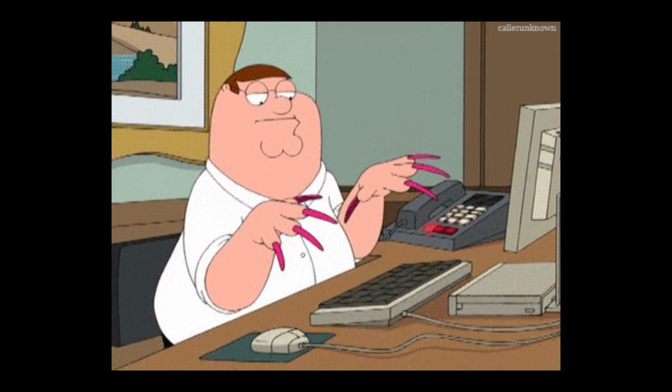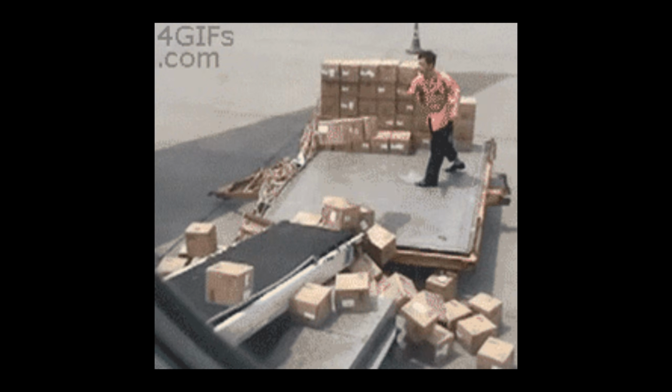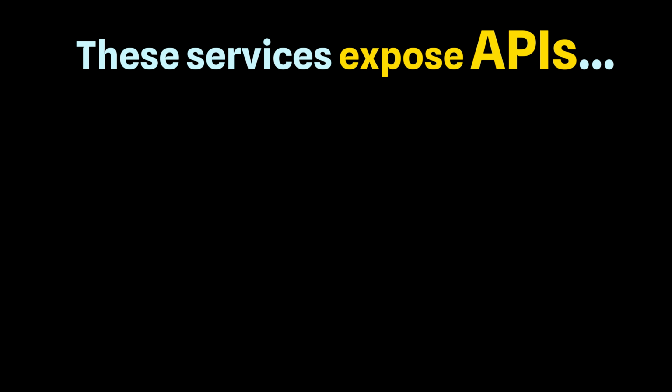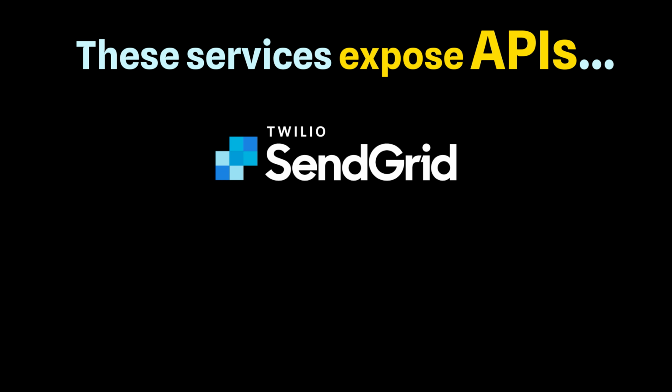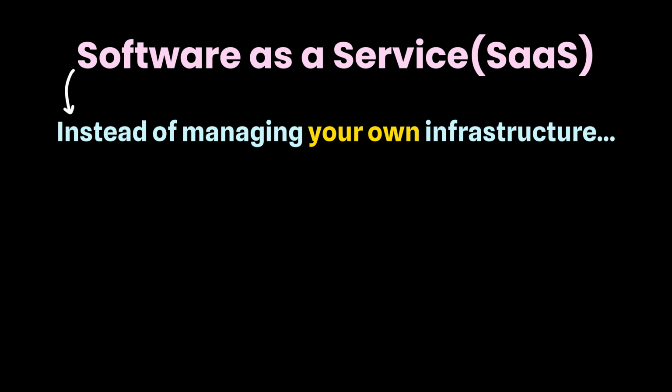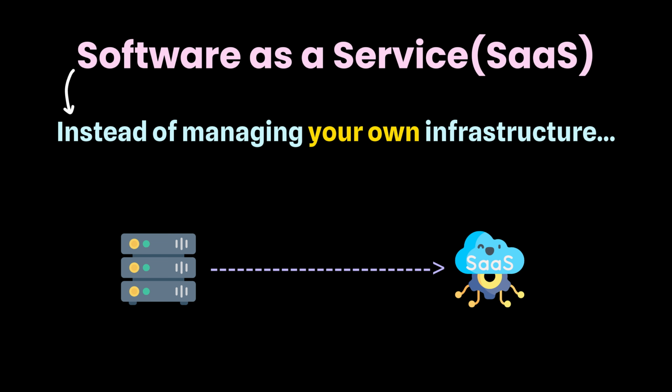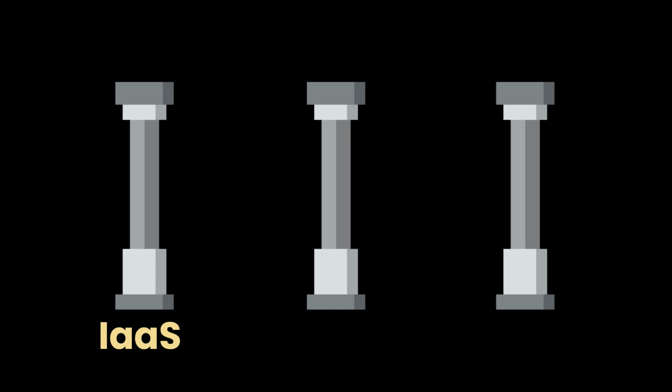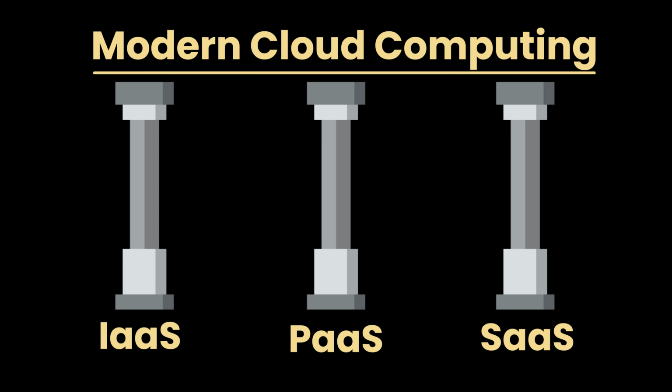Sometimes you don't even need to build a microservice yourself. Many companies provide ready-made backend services that you can integrate directly into your application. These services expose APIs that handle complex functionality, like sending emails, processing payments, or analyzing data. This model is called Software as a Service, or SaaS. Instead of managing your own infrastructure or microservices for these features, your backend simply sends requests to the SaaS provider and uses the results. Together, infrastructure as a service, platform as a service, and software as a service form the foundation of modern cloud computing.